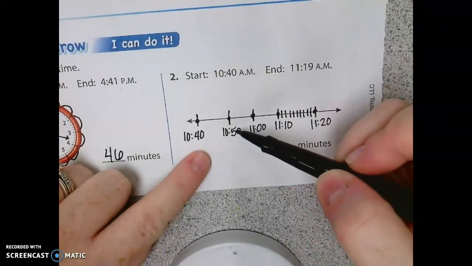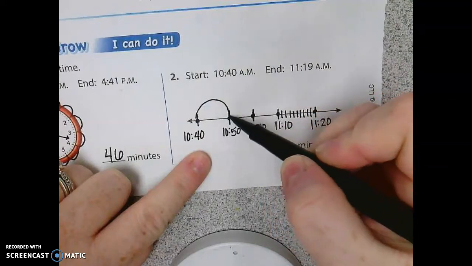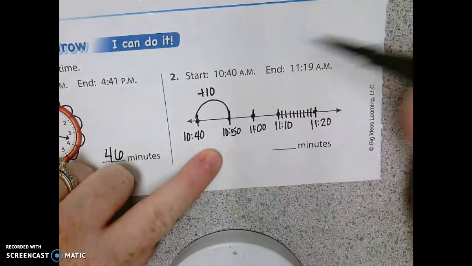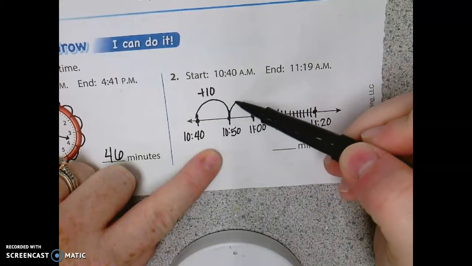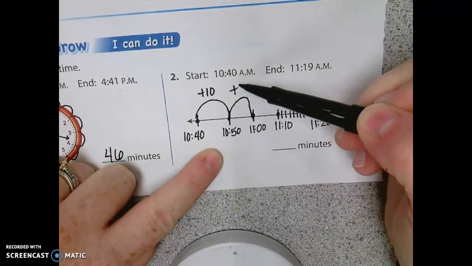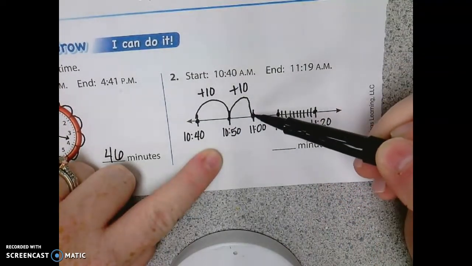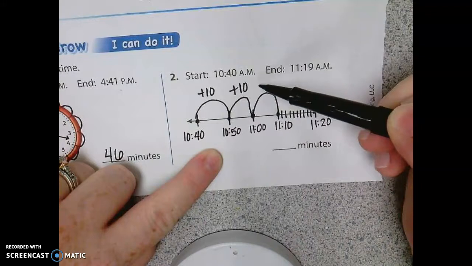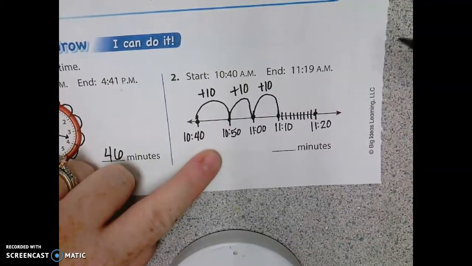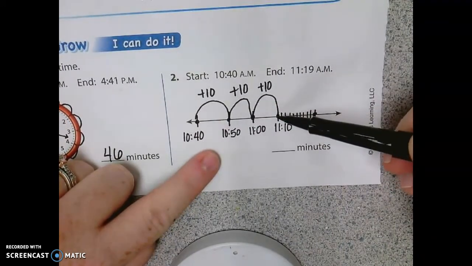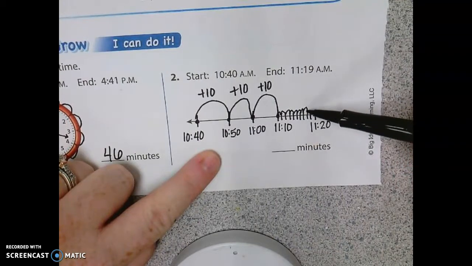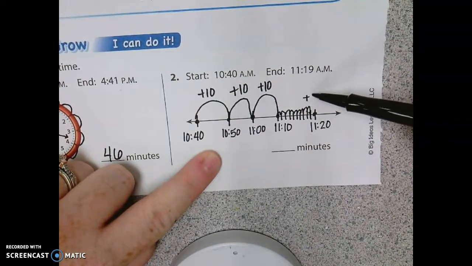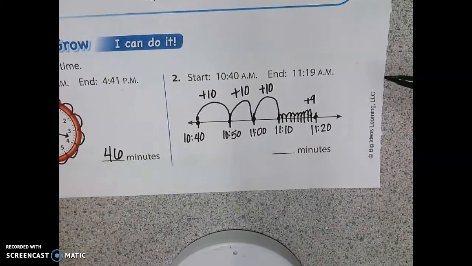So from 10:40 to 10:50, this is 10 minutes. So I'm going to add a plus 10. Okay? From 10:50 to 11, this is 10 minutes. So plus 10. Then 11 to 11:10 is plus 10 minutes. Then we need to get to 9. So we go 1, 2, 3, 4, 5, 6, 7, 8, 9. So that's plus 9 minutes, okay?